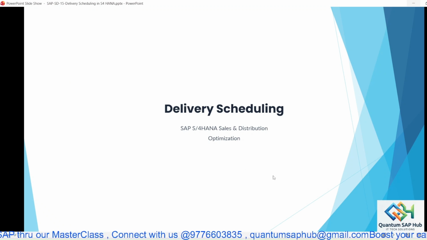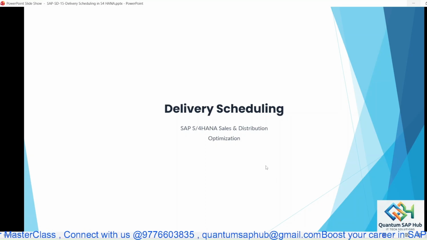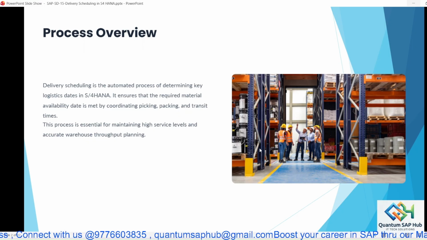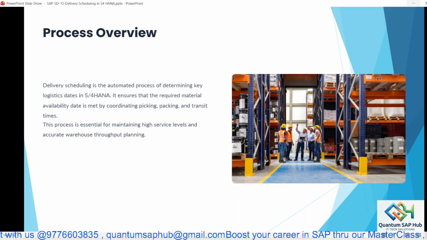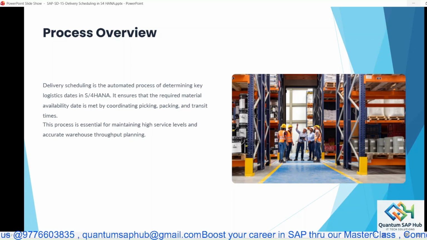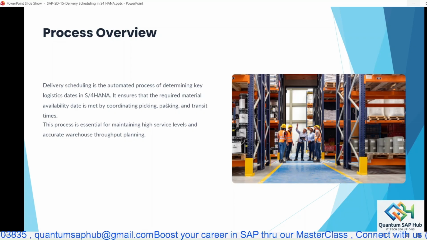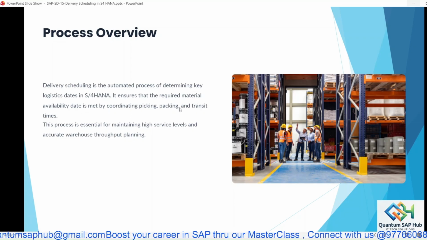Yeah, hi guys. Today we'll learn about delivery scheduling in S/4HANA sales and distribution. So let us understand the process. Delivery scheduling is the automated process of determining the key logistic dates in S/4HANA. It ensures that the required material availability date is met by coordinating picking, packing, and transit times.